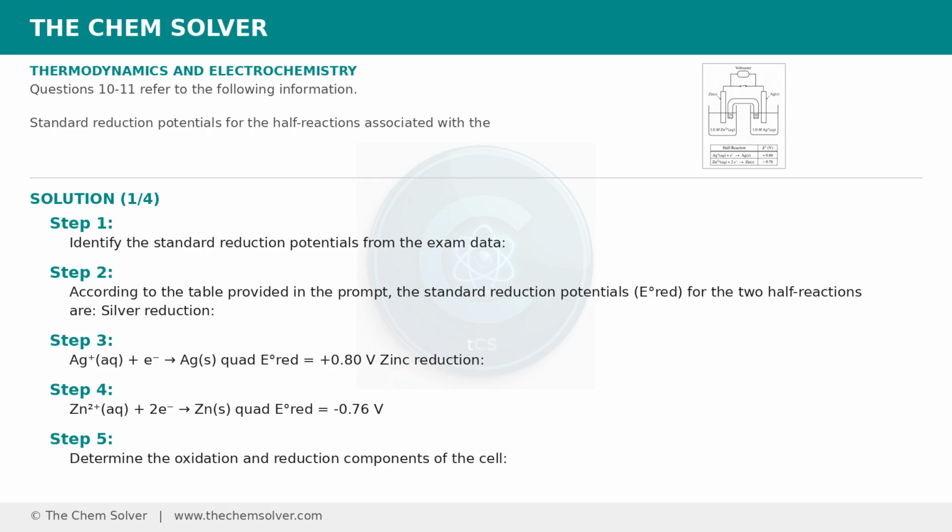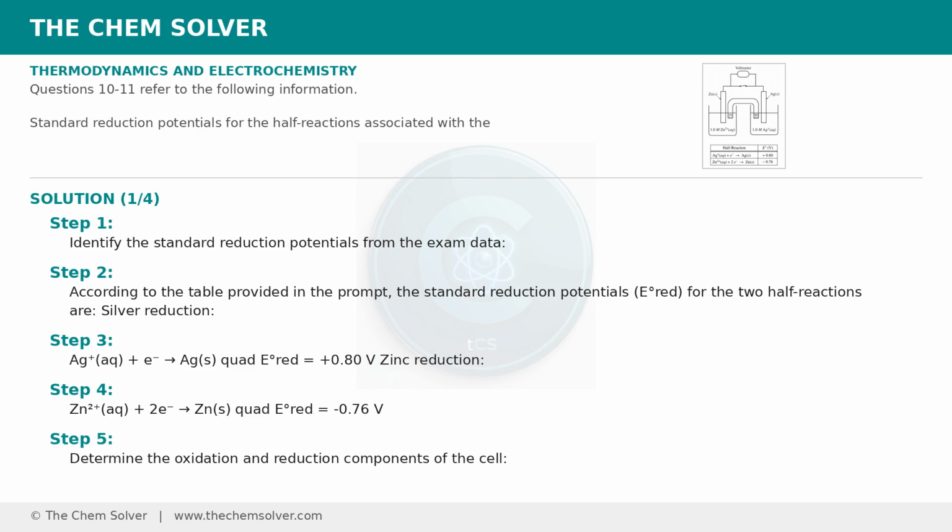Identify the standard reduction potentials from the exam data. According to the table provided in the prompt, the standard reduction potentials, E° red, for the two half reactions are: silver reduction, Ag⁺ + e⁻ → Ag, E° red = +0.80 V. Zinc reduction, Zn²⁺ + 2e⁻ → Zn, E° red = −0.76 V.